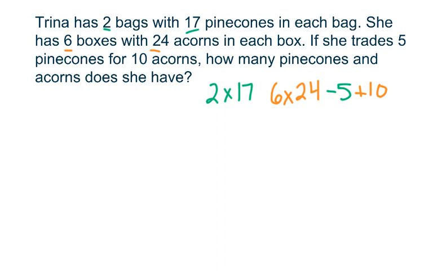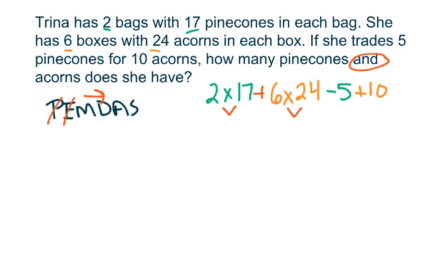So here's our equation, and because we want pine cones and acorns, we're going to be adding our pine cones and our acorns together. Now we need to go ahead and write PEMDAS off to the side so we can solve using our order of operations. We don't have any parentheses or exponents, so we're going to solve multiplication and division in the order that we see it. We have multiplication right here and right here, so we need to solve 2 times 17, and then we need to solve 6 times 24.